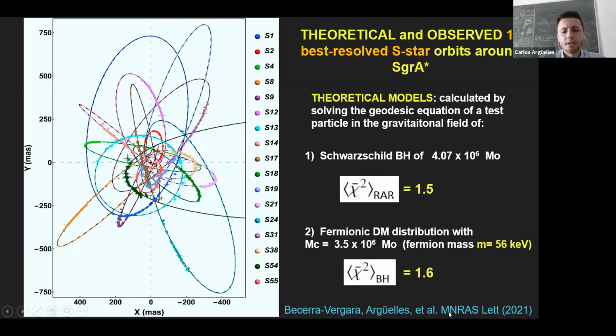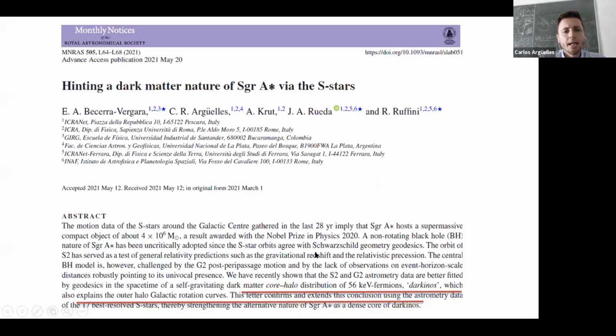It was shown recently in this paper, published in Monthly Notices letters, where we say that for these 56 keV fermions, you can reproduce these dynamics together with the S2 and G2 objects.